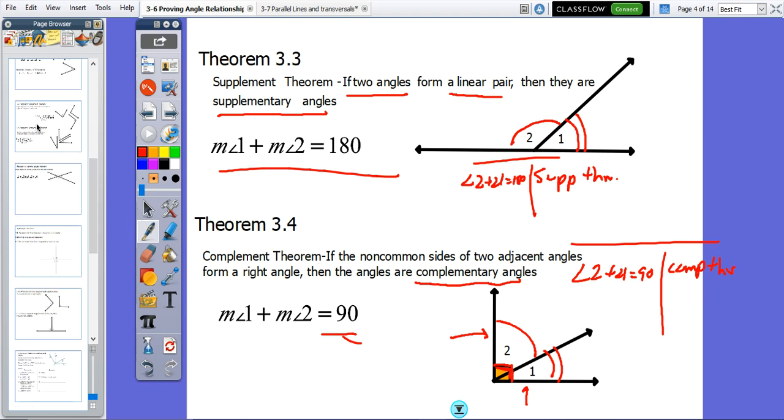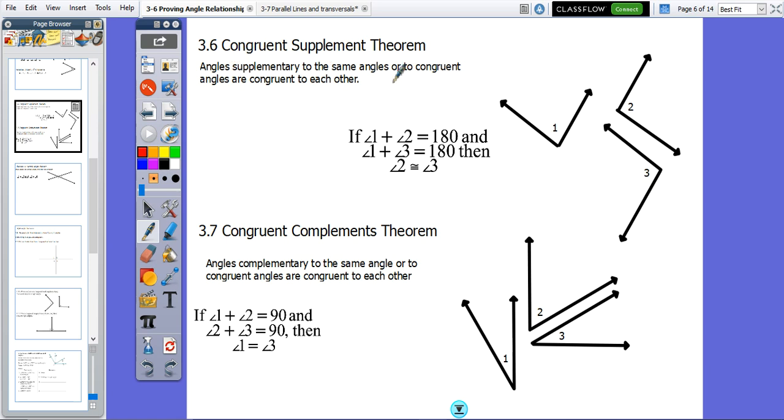Now, how does that differ from the congruent supplement theorem and the congruent complement theorem? That's a good question, so let's break down the information. Congruent means they're equal, they're the same. Supplement means they equal 180. So we're talking about angles that equal 180, but also congruent. Are we talking about the same angle? No. What this theorem is saying is that if I have one angle, let's take angle 1 right here, and I add that to angle 2 right here, they equal 180 degrees. I also have that same angle 1 right here, and I'm going to add that to this angle 3.